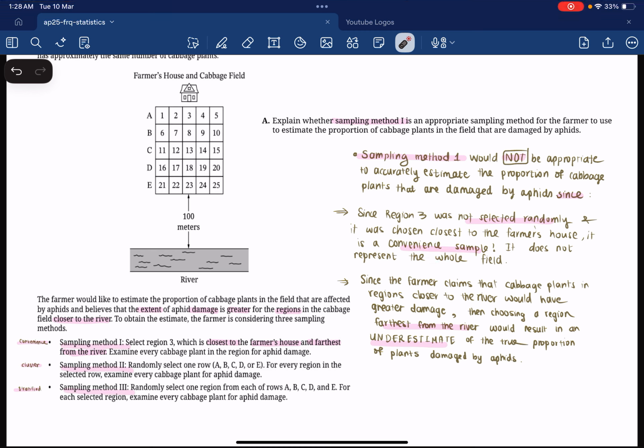That's 1. 2, since the farmer claims that cabbage plants in the regions closer to the river would have greater damage, since the farmer believes that the closer you are to the river, the greater the percentage of damage is, then choosing a region that is farthest from the river would definitely result in an underestimate of the true proportion of plants that are damaged by these insects from the river, by the aphids. So that's the answer for part A.